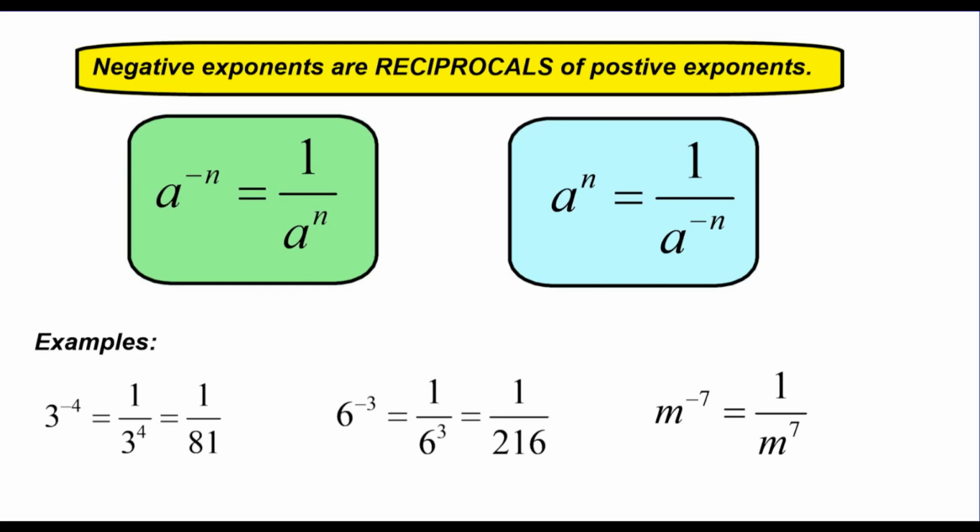So I have some examples here below. 3 to the negative fourth power is equal to 1/3 to the positive fourth power. They are reciprocals, which is 1/81. So 3 to the negative fourth power is 1/81st. 6 to the negative third power is equal to 1/6 to the third power, which is 1/216th. And then m to the negative 7th power could be rewritten as 1 over m to the positive 7th power. So you get that? These negative exponents are reciprocals of positive exponents.